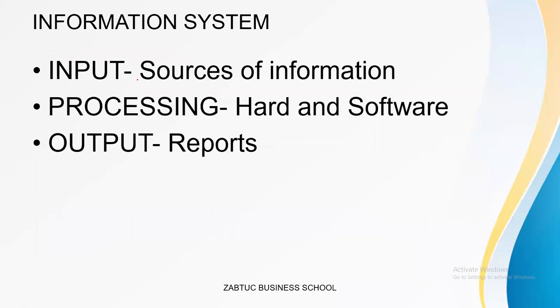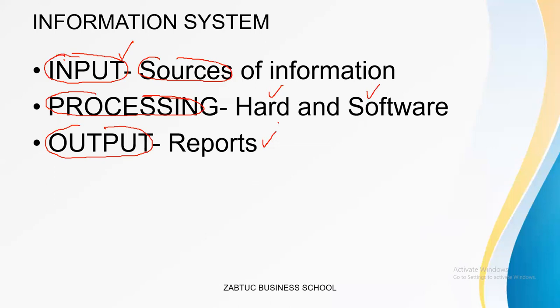An information system, like another system that we need to support those management functions, has got the input. Where does information come from? You've got the processing, which includes the hardware and software that we need to convert this information into output. And the output is the reports.